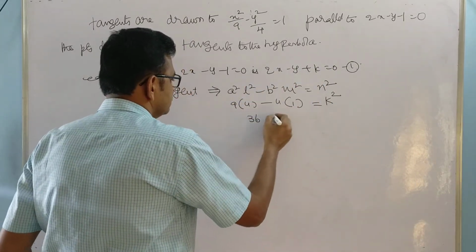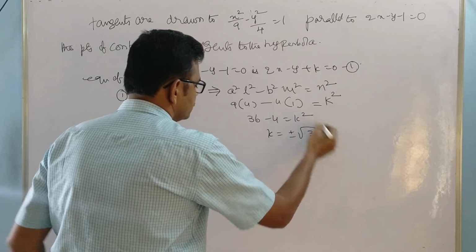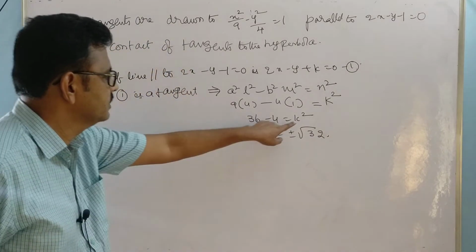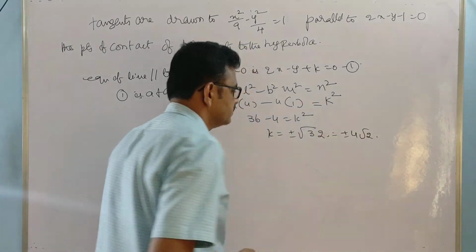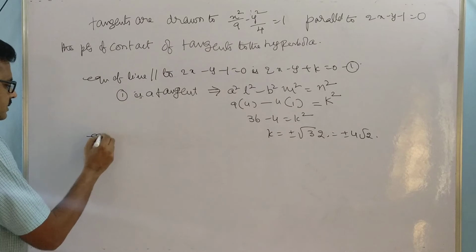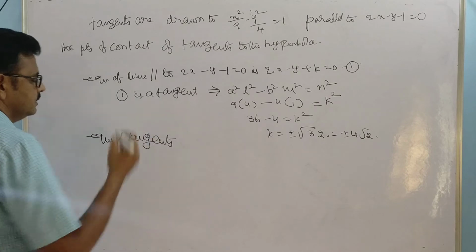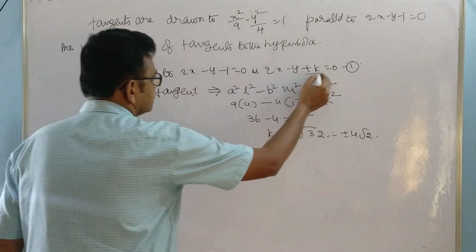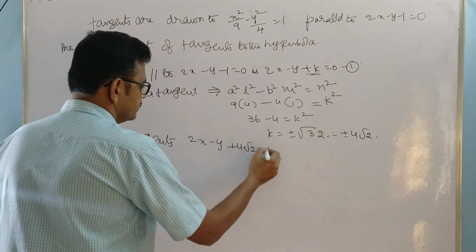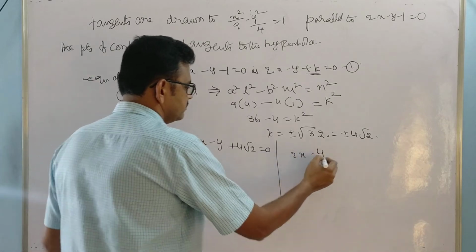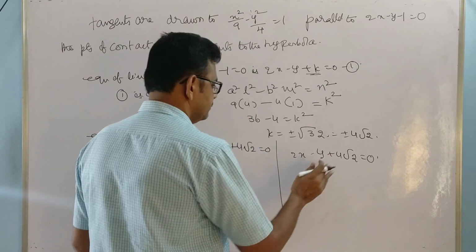So 36 minus 4 equal to k square. So k square equals 32. K is equal to plus or minus root 32, that is equal to plus or minus 4 root 2. So the equations of tangents are, in place of k, write 2x minus y plus 4 root 2 equal to 0, and 2x minus y minus 4 root 2 equal to 0. One is minus, one is plus.